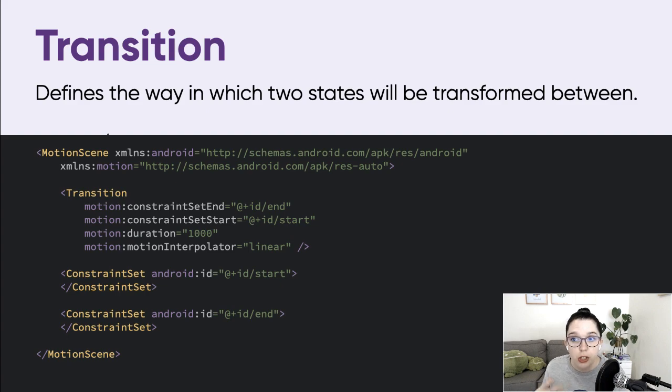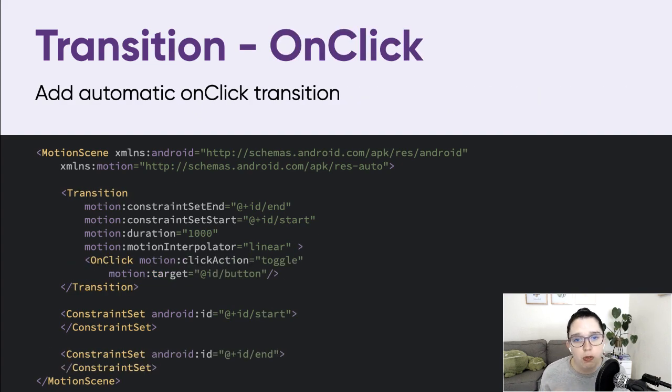So this introduces the transition concept, or the transition tag that we would use inside the motion scene. This defines the way in which two states will be transformed between. In this example, we have a transition defined in the XML, with the constraint set end set to the end state, and the constraint set start set to the start constraint set that we've created. We can also set different things here, such as the duration of this transition, or the interpolator. If we wanted a bounce interpolation, or in this example, we're just doing a plain linear interpolation, we can set that on this transition object.